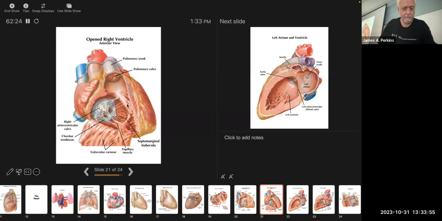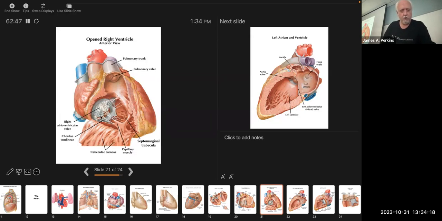interventricular septum. Okay, so we've got a group of anterior papillary muscles attached to the anterior cusp, posterior papillary muscles attached to the posterior cusp, and then a tiny septal papillary muscle attached to the very tiny septal cusp of the tricuspid valve.